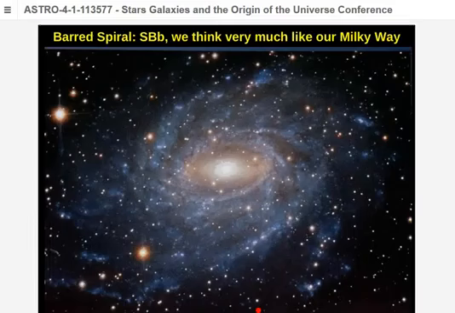Okay, another barred galaxy. This one probably looks a lot like our Milky Way. So if this really were our Milky Way, where are we? And I think the best way to describe where we are would be like right about there. We're on the inside edge of the spiral arm, the Orion spiral arm.